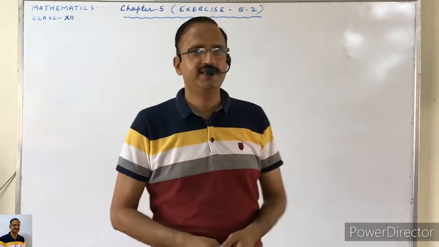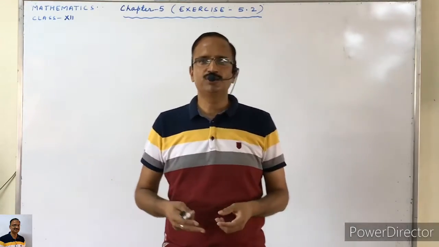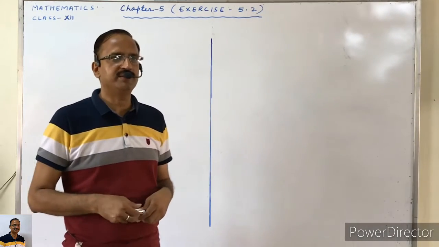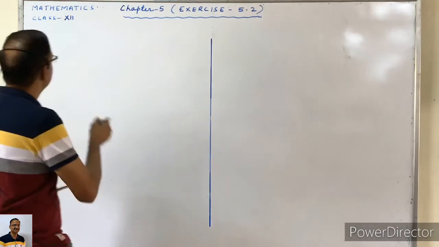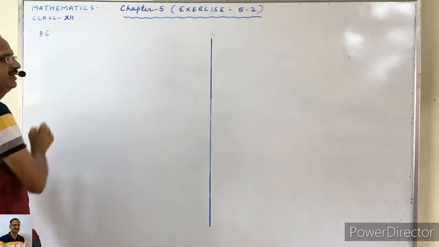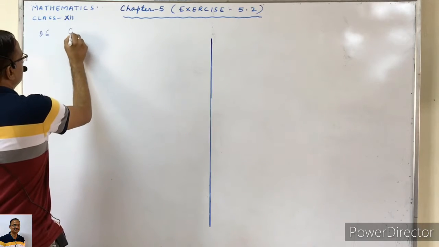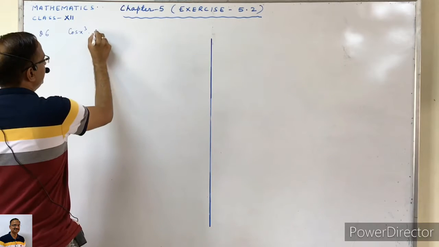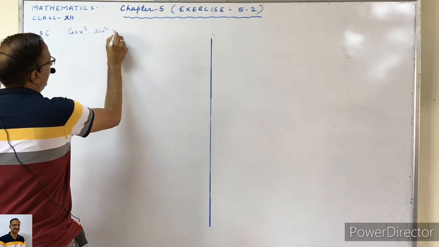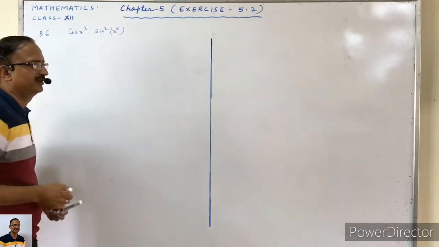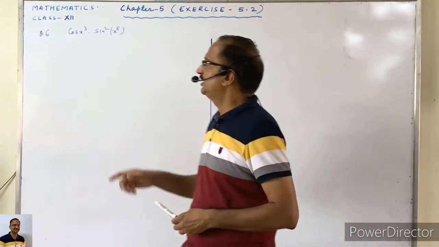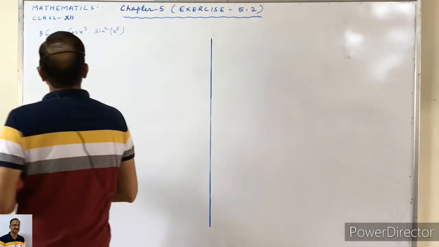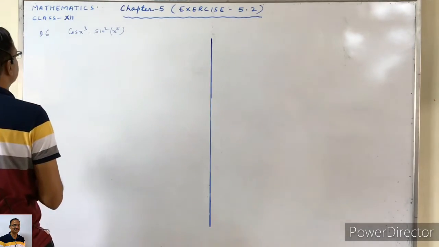Hello students, in this lecture we are going to discuss question number 6 and 7 from exercise 5.2 of class 12 mathematics. So let us start with question number 6. The question is cos x cube multiplied by sine square x raised to power 5. So we have to find the derivative of this function. Now the solution is like this.